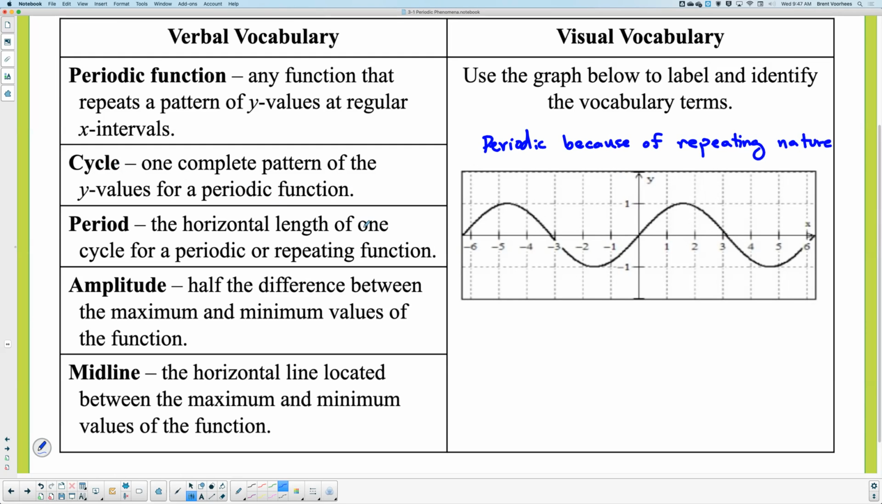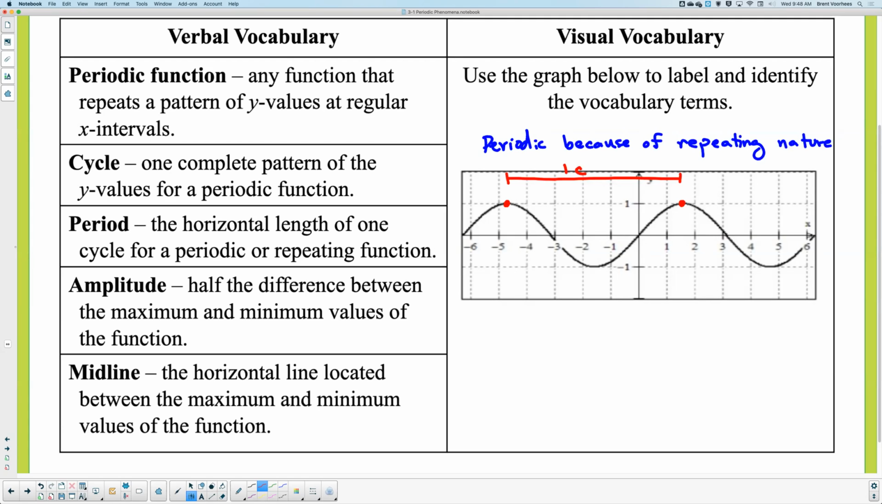Now, a cycle is one whole wave. In my opinion, you can find one whole wave anywhere along this path. I think the easiest way to find one full cycle is maximum to maximum. That's what you hear me say frequently because most students don't mess that up. From maximum to maximum, that would be one cycle. One cycle would be from there to there.